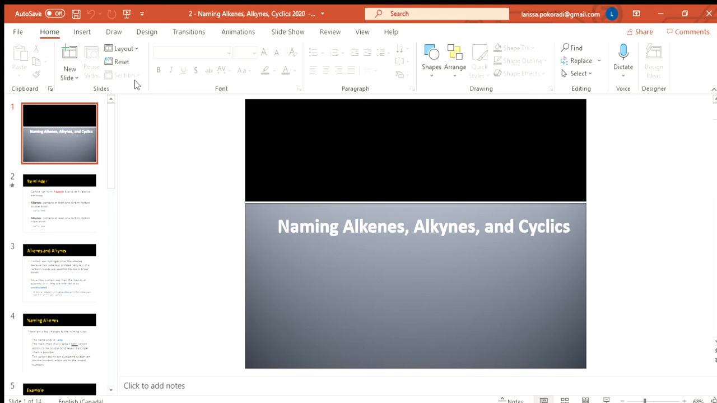Now that we have the basics of naming, this lesson is going to go through several different types of molecules that we can see based on their structure. So we've already looked at the names alkene and alkyne. We're kind of told what those will be about from our previous lesson. Cyclics will be something new, but continue with the same method that we've been using so far.